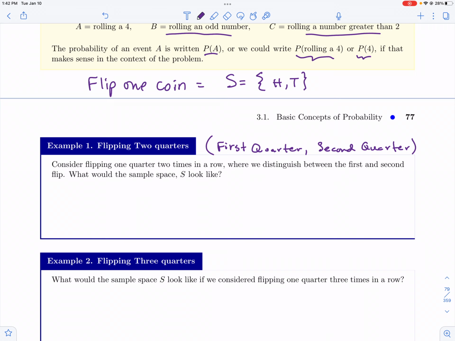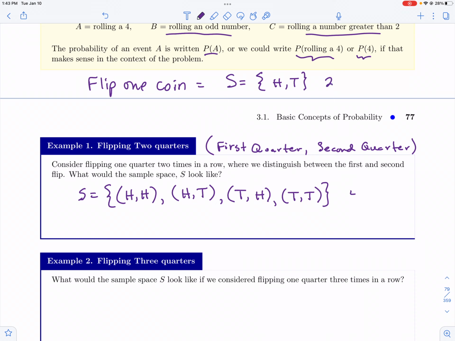So if I'm going through, my possible flips for my sample space could be: I could get heads with the first quarter and then heads with the second, or heads with the first quarter and tails with the second. I could get tails with the first and heads with the second, and then finally tails and tails for the fourth. So notice when we had one coin, our sample size was 2. When we've got 2 quarters, our sample size became 4.